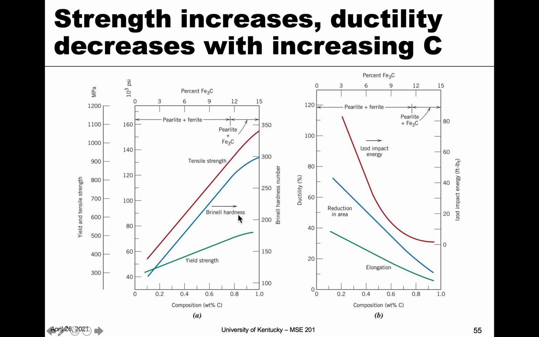But we also see the effects of that has with the percent Fe3C, right? So if we increase the amount of carbon, we increase the amount of Fe3C or cementite. So what these all show is that strength increases with increasing amounts of carbon. So that's going to have increasing amounts of cementite. And ductility has the inverse relationship, where ductility decreases with increasing amounts of carbon. So strength increases, ductility decreases when we increase the amount of carbon, and therefore have more cementite or Fe3C.